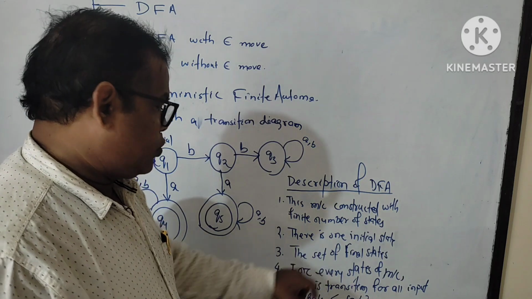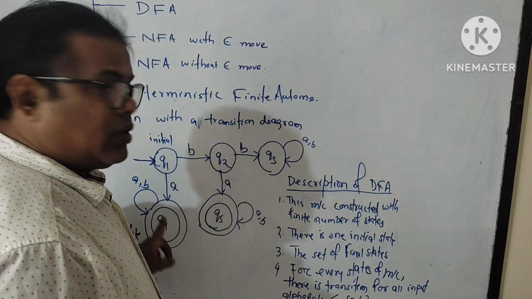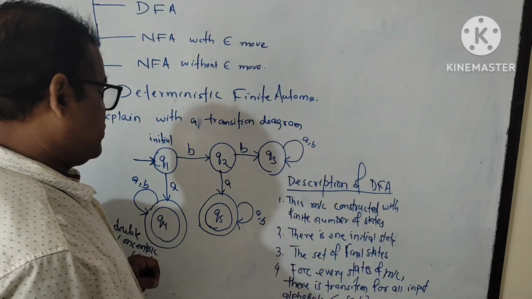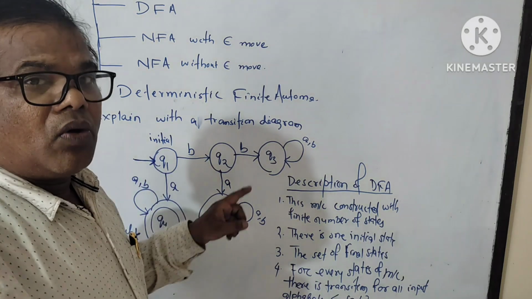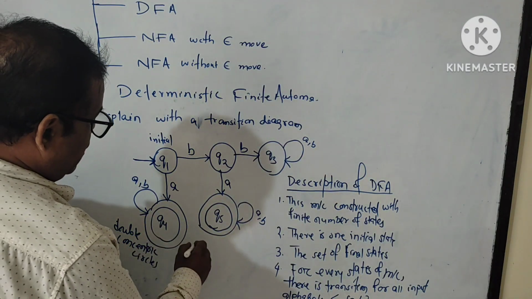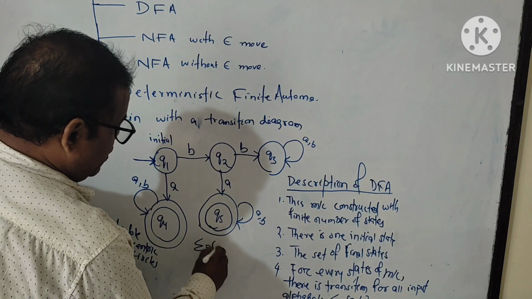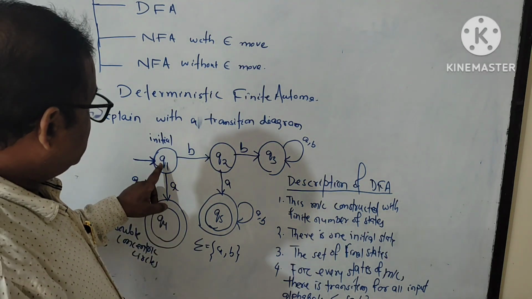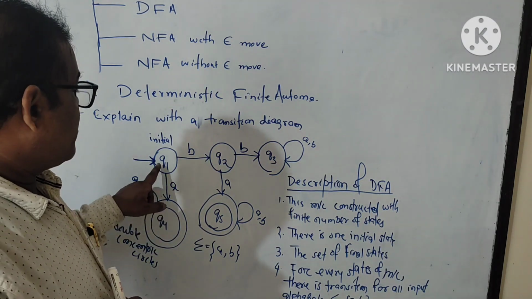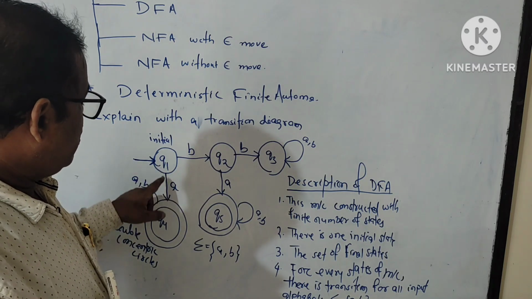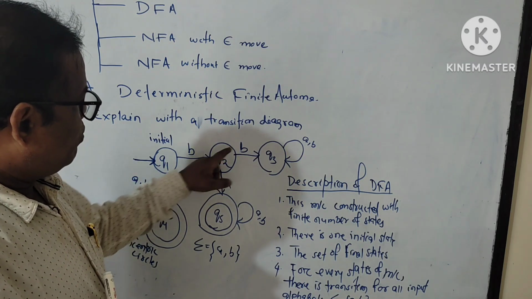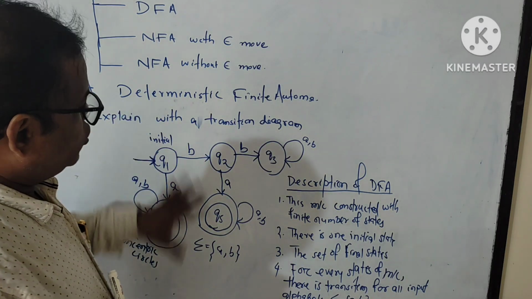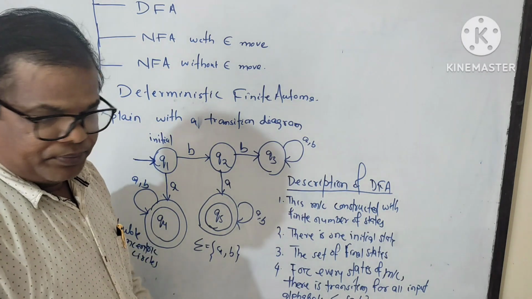For every state of the machine, how many states are there? There are 5 states. There is a transition for all input alphabets. If you see here, the input alphabet A, B, for all input alphabet there must be a transition from every state. So which holds good? You can see for Q1, both A, B, Q2, A, B, Q3, A, B, Q5, A, B, Q4, A, B. This is the condition for the DFA, what we have seen.